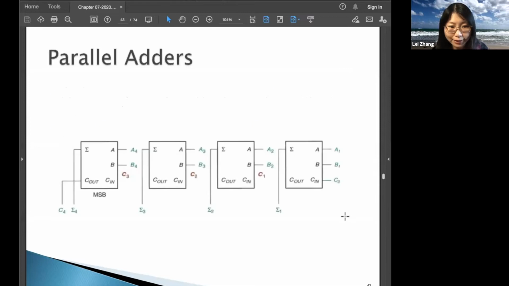Let's have a look at the parallel adder symbols. For this example, we only have 4-bit addition, a 4-bit adder. And here we have the most significant bit. The carry out for this 4-bit parallel adder will be the carry out of the most significant bit, which is the total carry out. For the carry in, it's going to be the carry in of the least significant bit. So we have 1 in and 1 out for the carry bit.